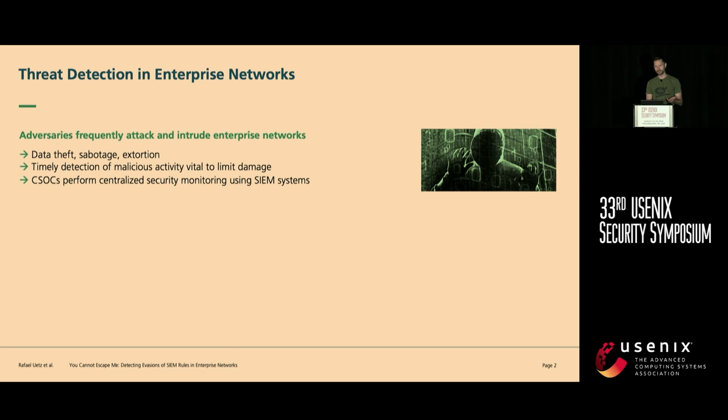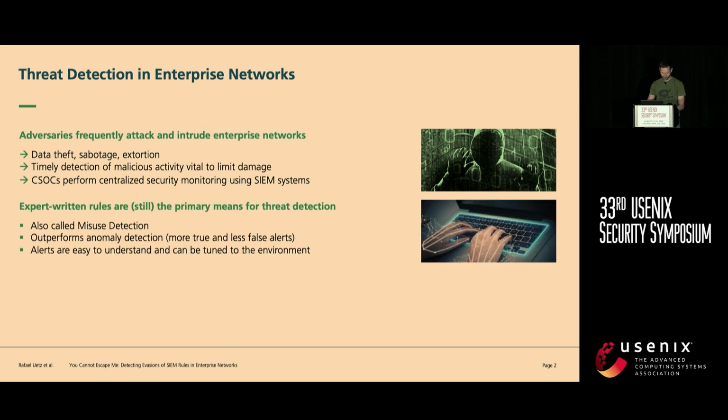These can be more high-level events, such as alerts from intrusion detection systems, but these can also be more low-level events, such as creations of new processes on hosts or newly created network connections. Despite all advances in the area of anomaly detection and also AI-based detection, expert-written detection rules are still the primary means for threat detection in larger enterprise networks.